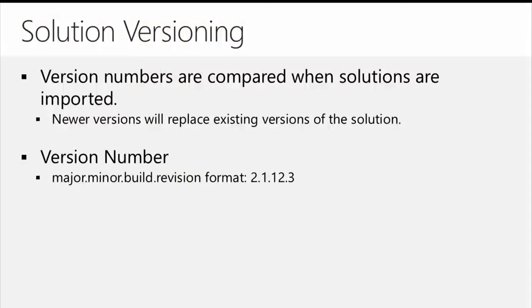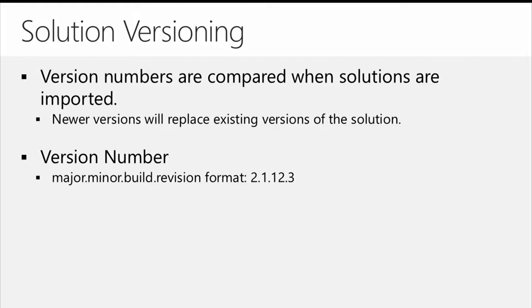The other thing to remember is that each solution will have a version number associated with it. And these version numbers are really used for updating solutions inside the application. So when you import a solution into an environment, if that solution already exists, it looks at the version number of that solution to determine whether or not it should actually replace it inside the application. So for example, if I have a solution in an environment that's version 1.0.0.0, and I implement solution 2.0.0, it's going to realize that that's a newer version of the solution and it's going to replace it inside the application.